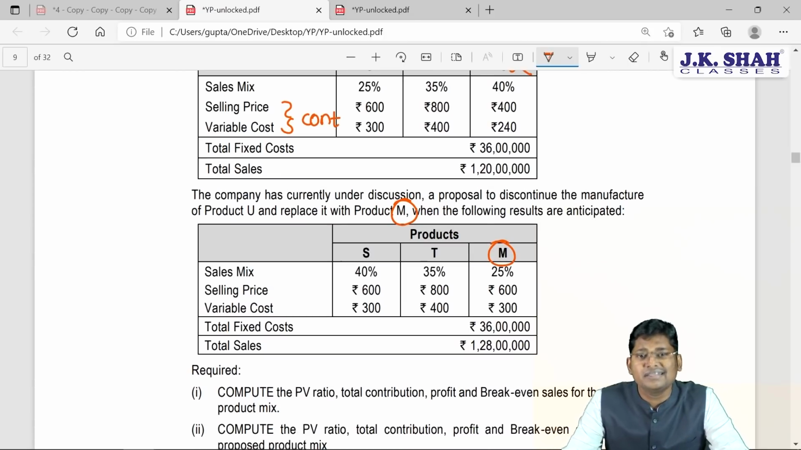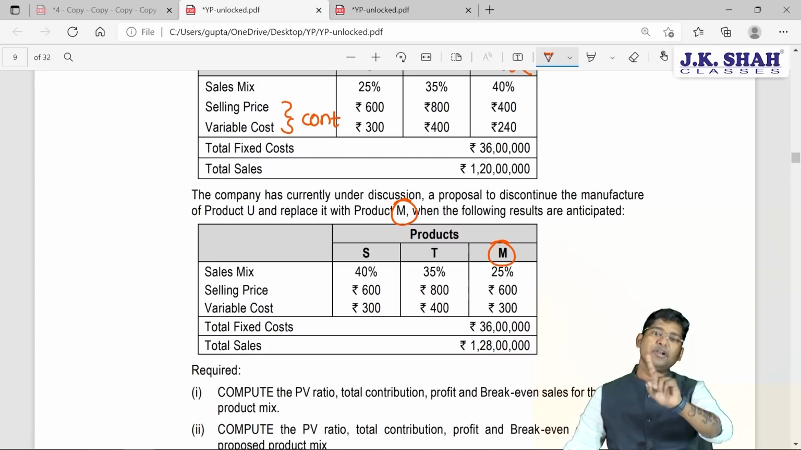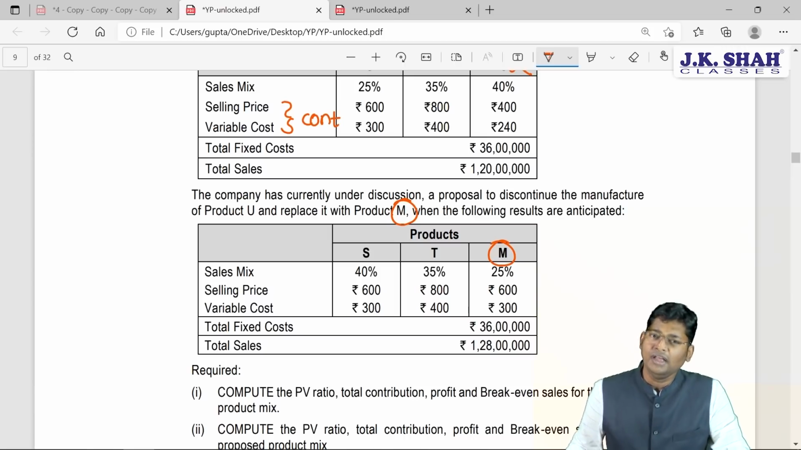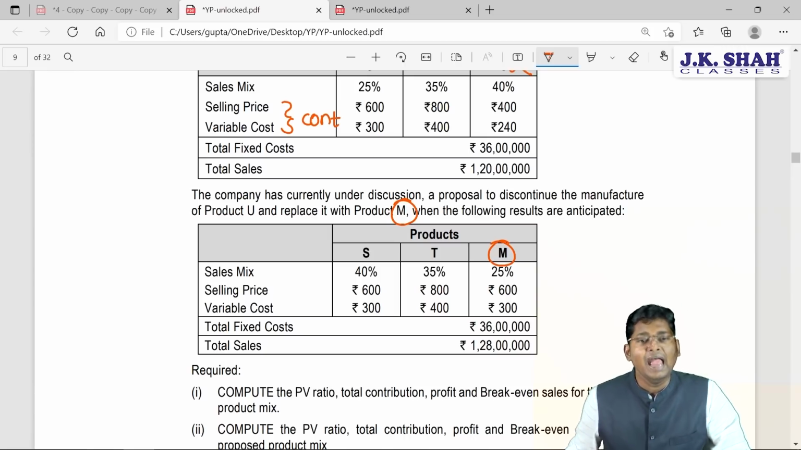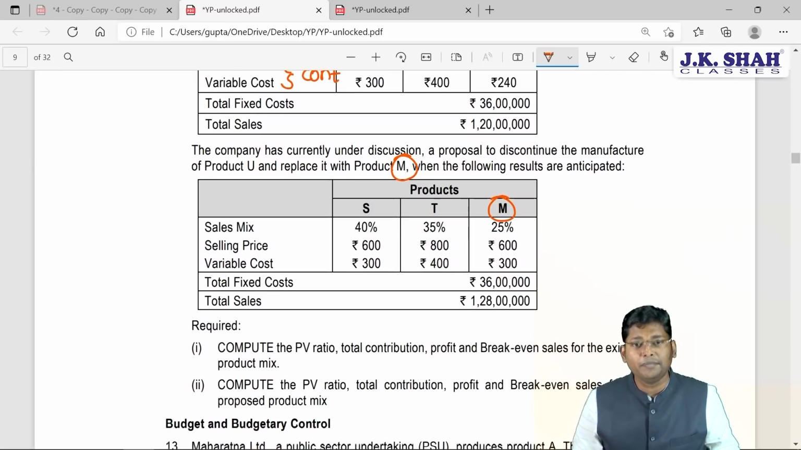Their sales mix is getting changed. Selling prices are same for first two products. Variable costs are also same for first two products. Only your M related data is additionally given. Fixed cost obviously will remain same irrespective of change in the production. But sales is again going to get increased by 8 lakhs rupees. Now revised sales is 1 crore 28 lakhs, which is expected by the company.